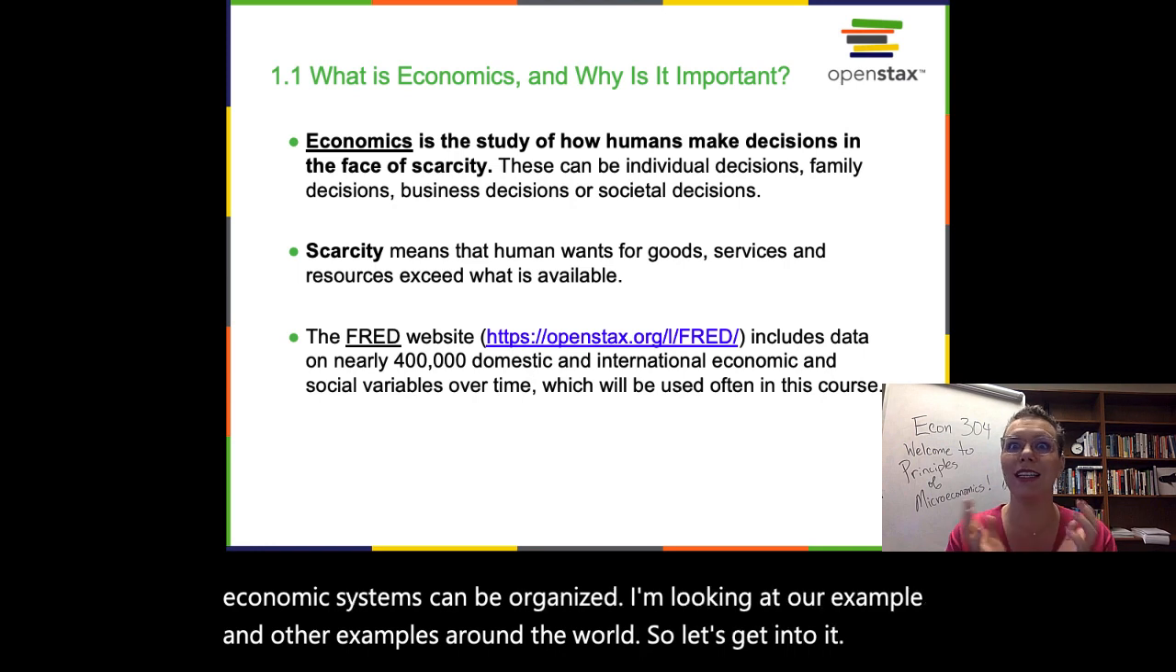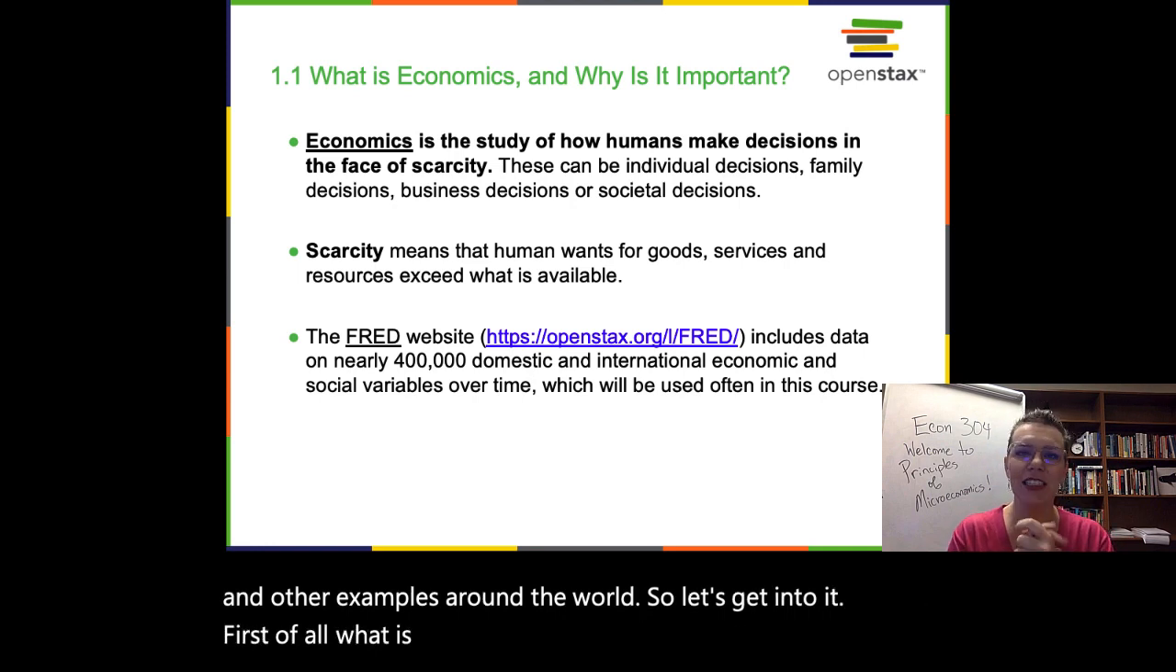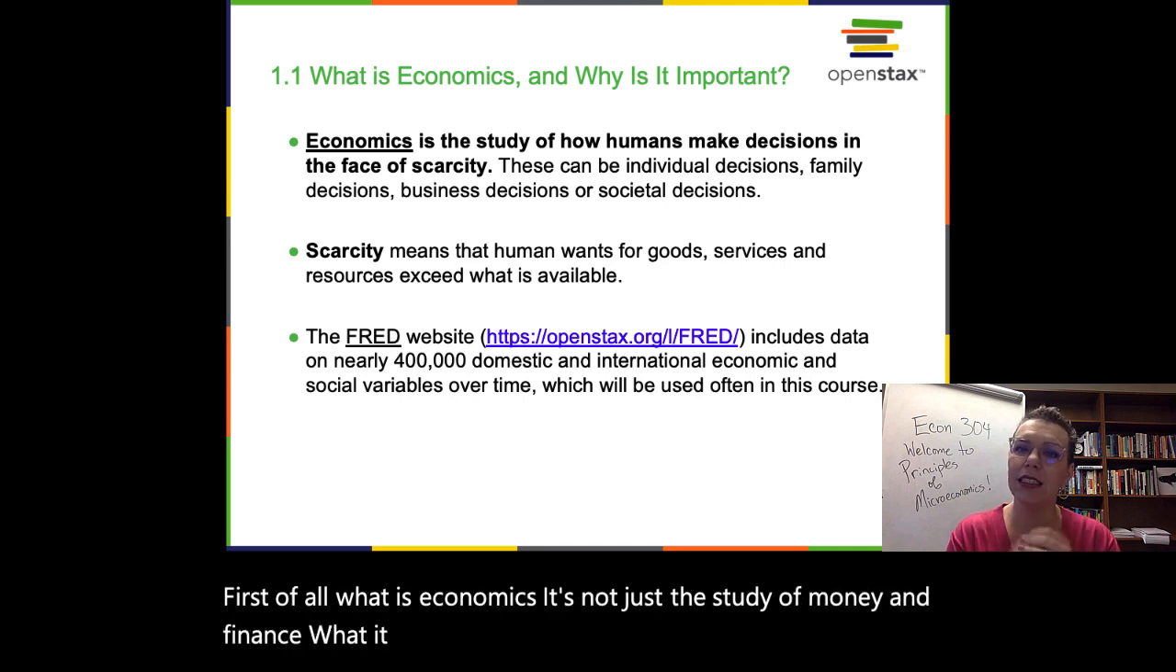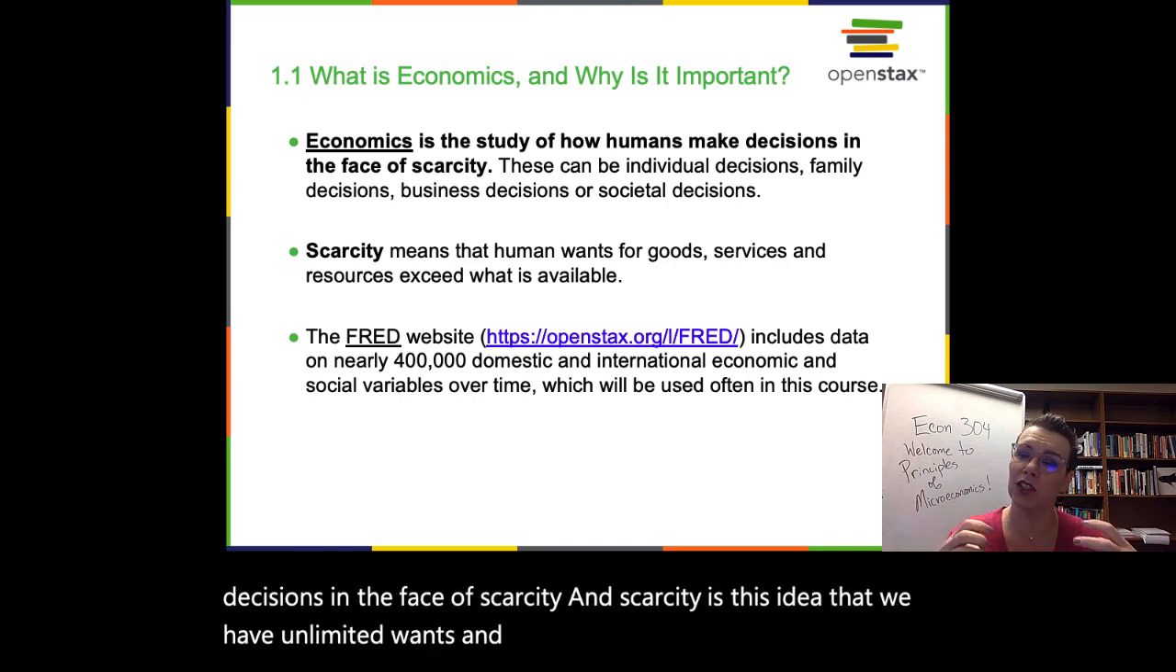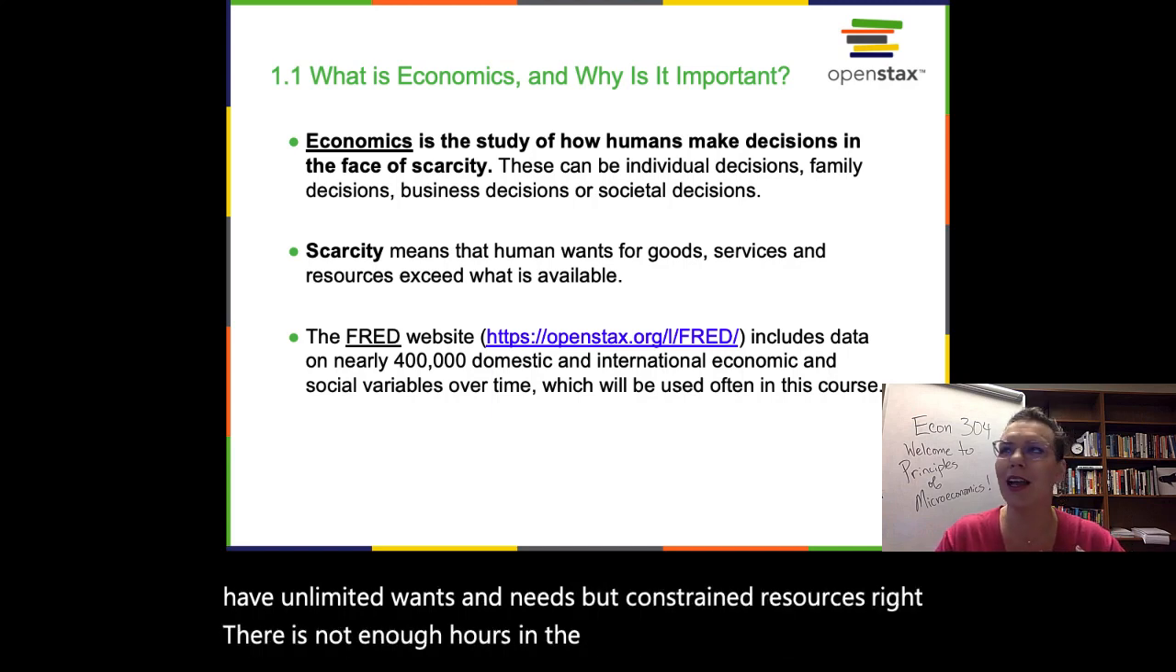First of all, what is economics? It's not just the study of money and finance. What it really is, it's the study of how humans make decisions in the face of scarcity. And scarcity is this idea that we have unlimited wants and needs, but constrained resources, right? There's not enough hours in the day, dollars in my wallet. Even things like the sunlight can be scarce, right?